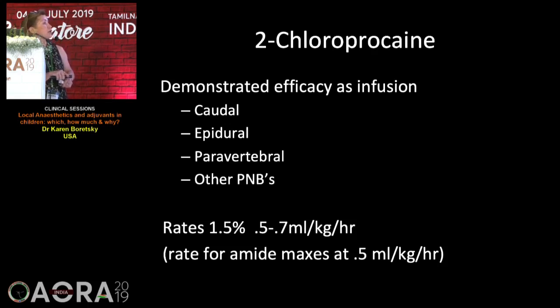The nice thing about this, in addition to the lack of toxicity, is you can run the rates higher. Your maximum dose for an amide is 0.5 mLs per kilo per hour, and you can go as high as 0.7 mLs per kilo per hour with the chloroprocaine because of the safety profile. So again, if you have a volume-dependent block, you have a little bit more margin of safety to up your dose with chloroprocaine.